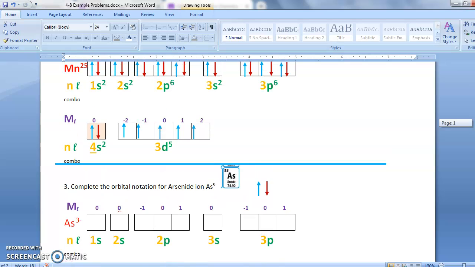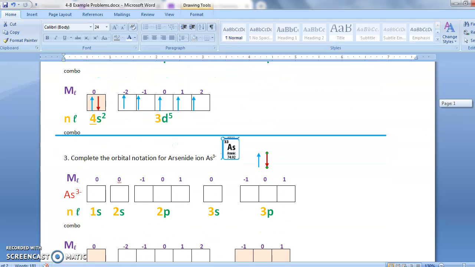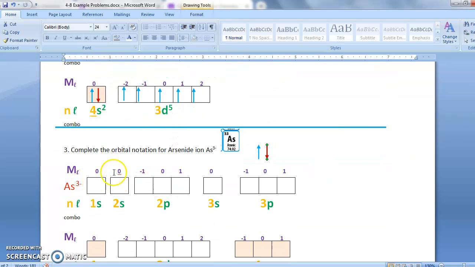Arsenide ion. We know it has 33 protons. It's 3 minus, so it has 3 more negatives than positives, so we're putting in 36 electrons. Notice on this one, we have the As3 minus here. All the other ones, they put the symbol with the atomic number. When it's charged, they're just going to give us the charge and expect us to look up to see how many electrons it is. So let's begin firing in the electrons.